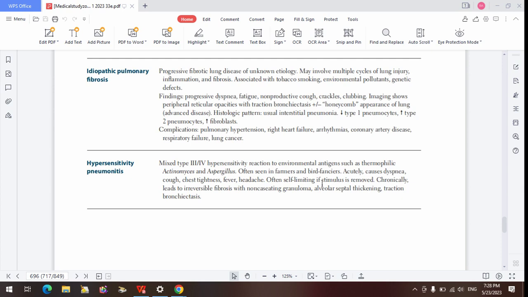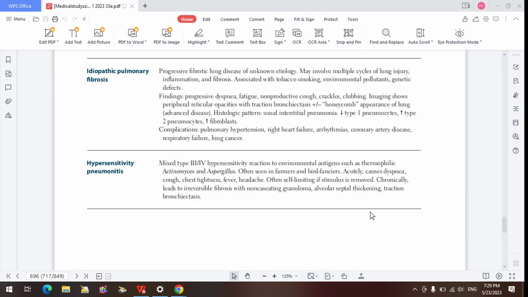Because it is a hypersensitivity response, they can experience symptoms like dyspnea, cough, chest tightness, fever. These are non-specific symptoms. You can halt that process if you remove the stimulus. But if they have continuous exposure to the stimulus, it can progress to a chronic form in which you now have the CD8 cells coming in, the macrophages coming in, causing fibrosis, just like we've talked about.